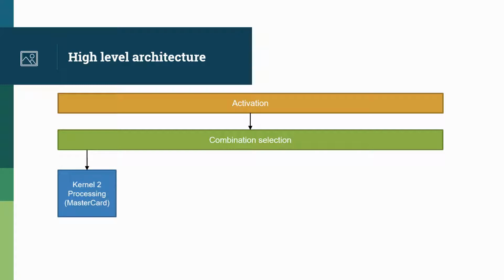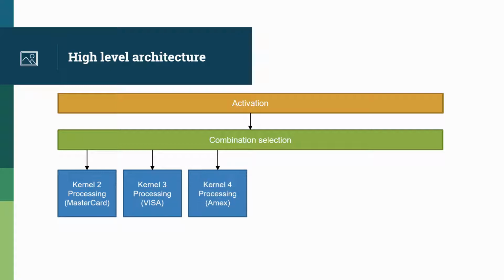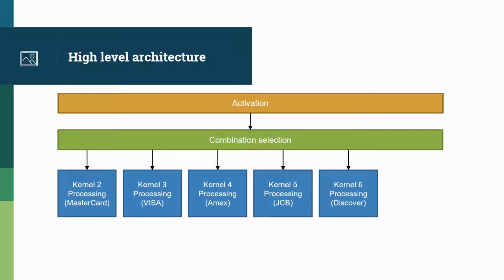If the card is MasterCard, then the transaction is processed with kernel 2. If the card is Visa, then the transaction is processed with kernel 3. If the card is American Express, then the transaction is processed with kernel 4. If the card is JCB, then the transaction is processed with kernel 5. If the card is Discover or Diners Club, then the transaction is processed with kernel 6. And if the card is UnionPay, then the transaction is processed with kernel 7.